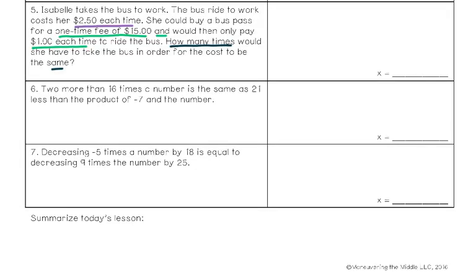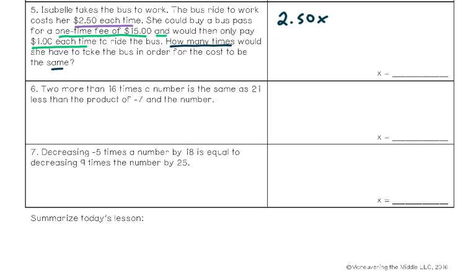All right, for number 5, I'm going to read it and you're going to try to write the equation all by yourself. It says Isabel takes the bus to work. The bus ride to work costs her $2.50 each time. She could buy a bus pass for a one-time fee of $15 and would then only pay $1 each time to ride the bus. How many times would she have to take the bus in order for the cost to be the same?